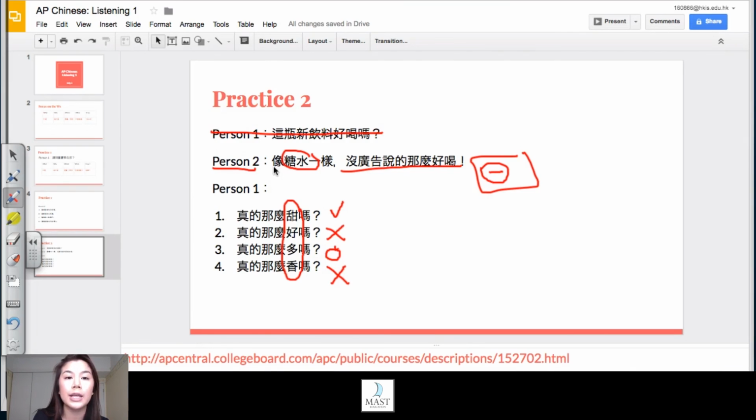Okay, so let's say you know what tang sui is, which is sugar water. Sugar water is saying that the product is so sweet, it does not taste as good as the advertisement. So in this part, you should look for something that's about the sweetness or the flavor. It's definitely not talking about the amount of the product, so you can cross this out. And what you're left with is 1.